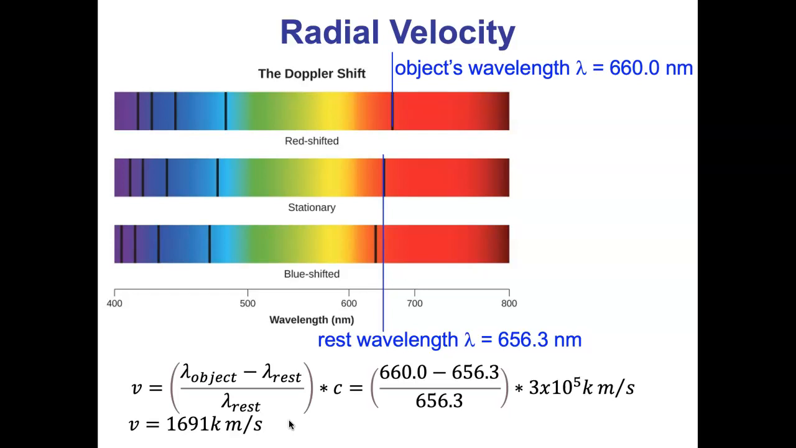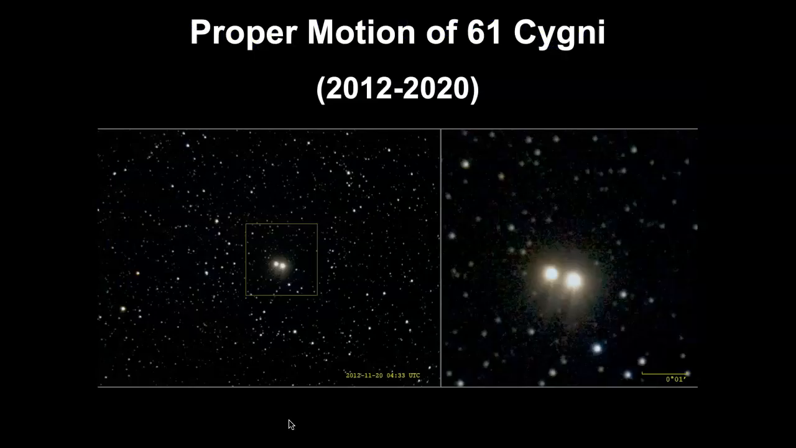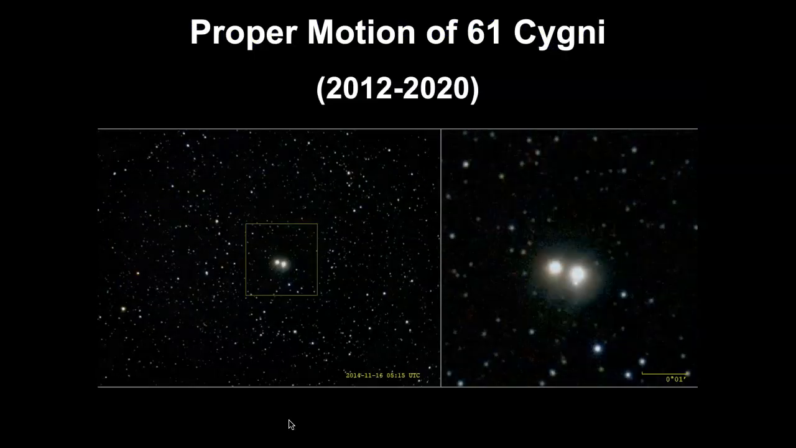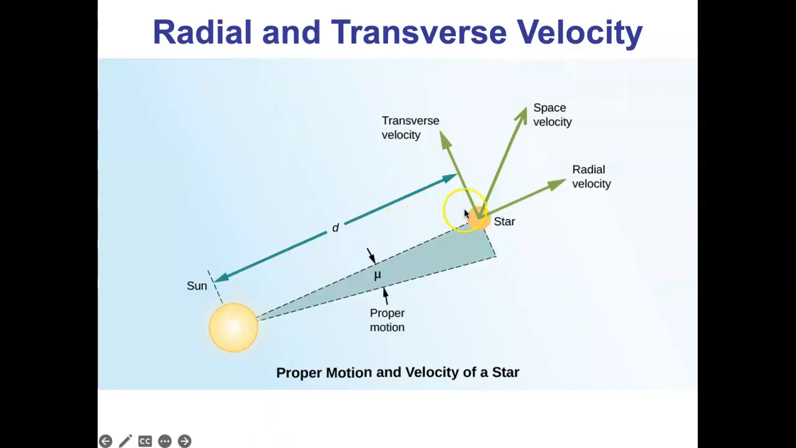We can measure the proper motion of these stars by watching the stars for years and years, and the proper motion can tell us the transverse velocity. Takes a lot of work, but we can do it. Radial velocity is a piece of cake. You can get it in a single night just by using the Doppler effect.